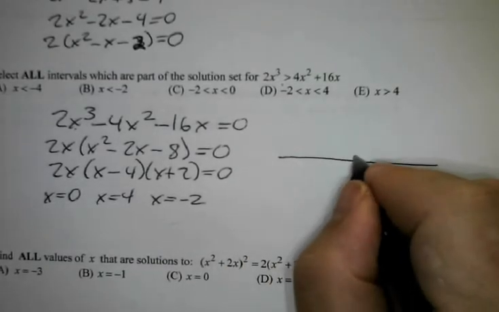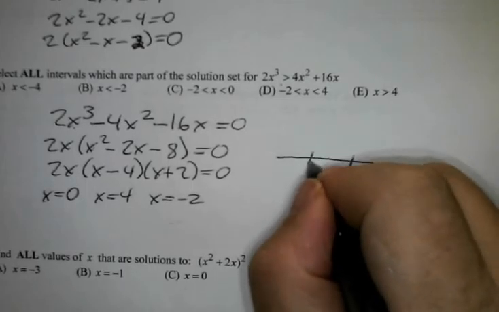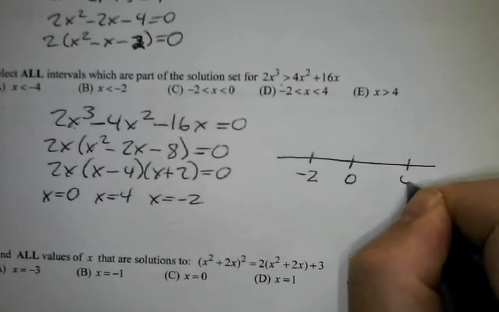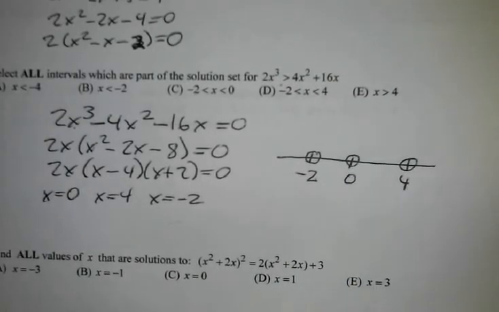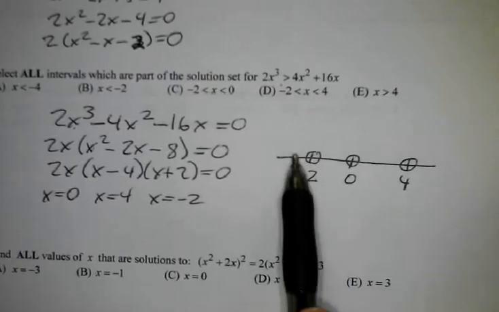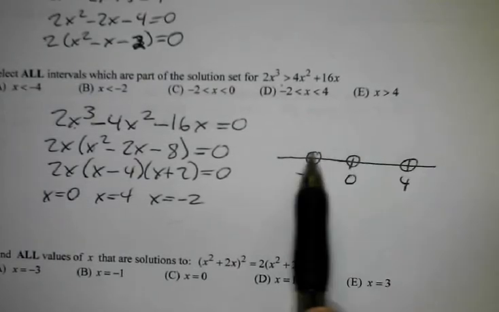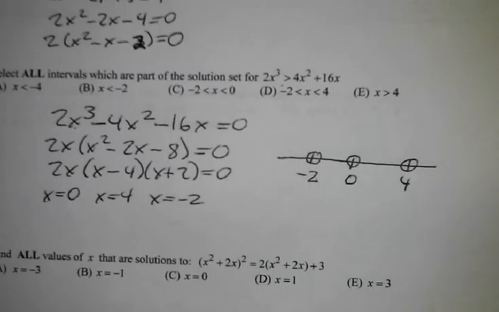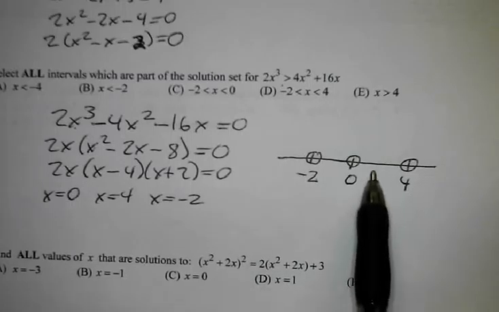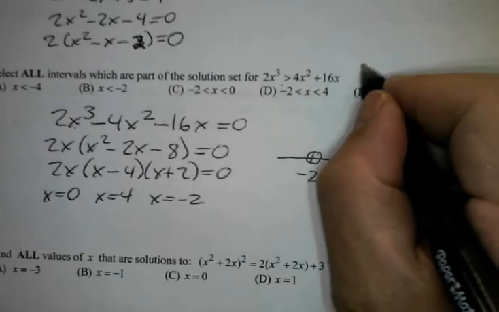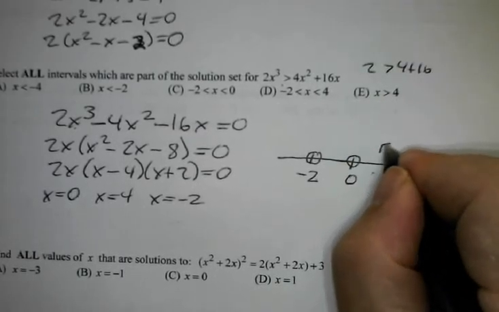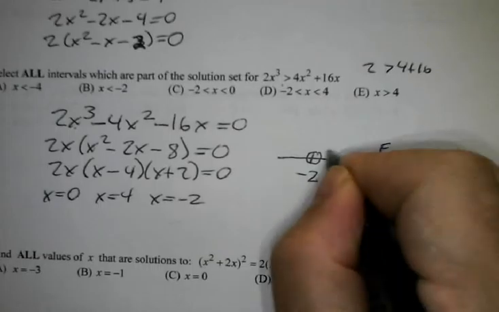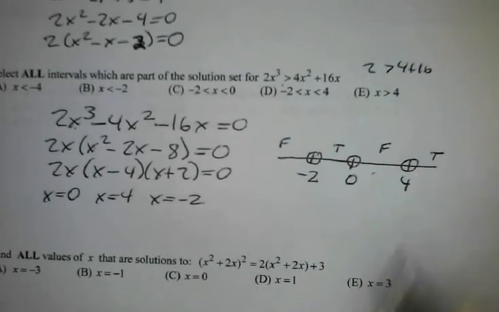So, 0, negative 2, positive 4, open circles because I don't have equals. Okay, so it's typically going to go true, false, true, or false, true, false. So I'm going to plug in 1 into this equation. 2 greater than 4 plus 16. 2 is not. That's false. So that should be true here, and false here.